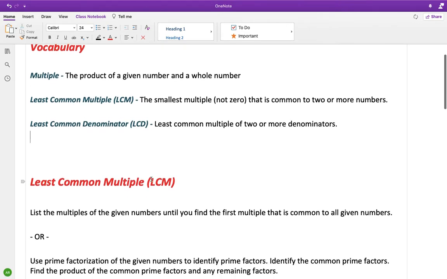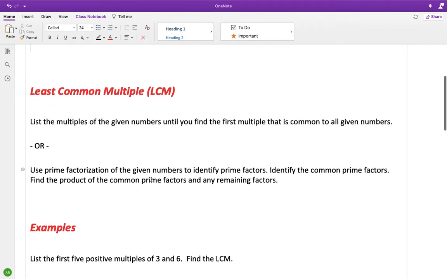All right, so let's talk about how we can find the least common multiple. There's really 2 ways to do it. You can list the multiples of the given numbers until you find the first multiple that is common to all given numbers. Often this is a really fast technique. The second technique we can use is prime factorization of the given numbers to identify prime factors. Identify the common prime factors, find the product of the common prime factors and the remaining factors. The whole identifying the common prime factors is just so you don't use those more than once. We'll do a couple of those later.